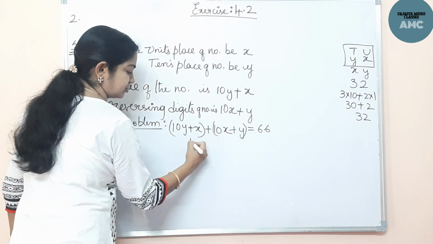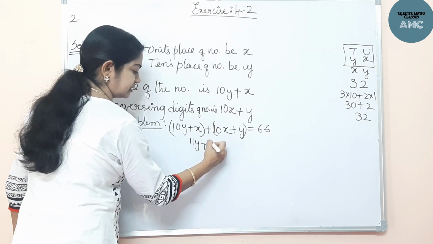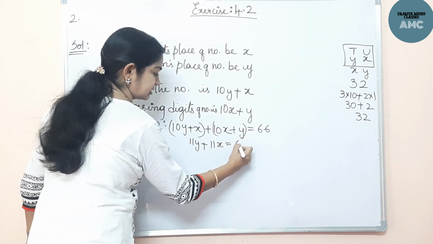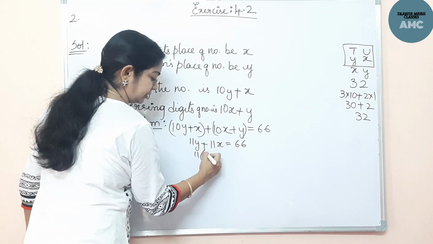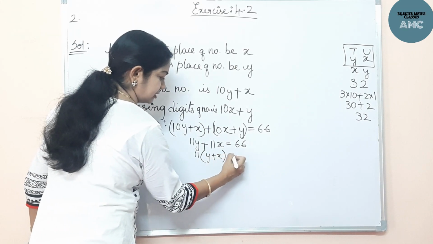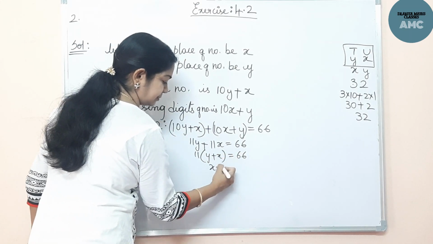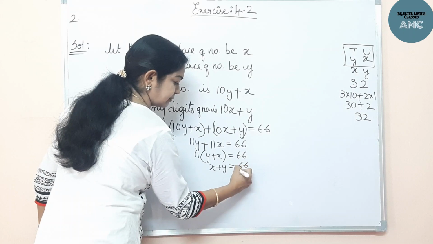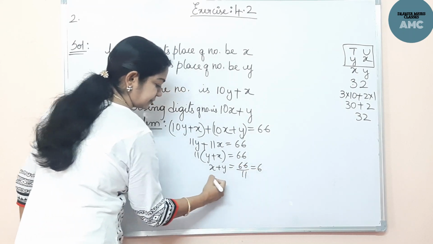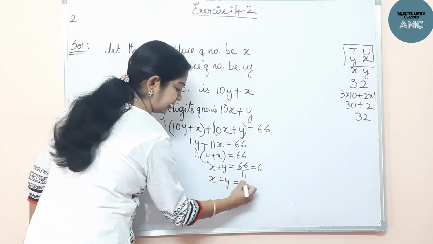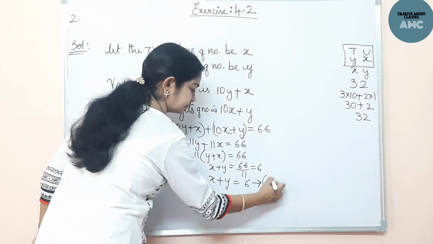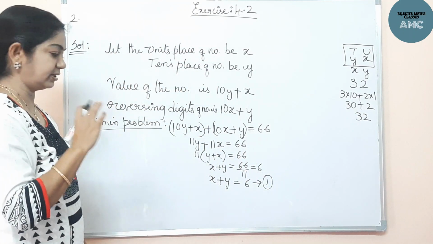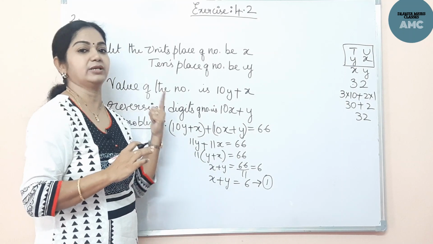10y plus y comes to 11y. 10x plus x is 11x. So 66. If you take 11 common, y plus x is equal to 66. So x plus y is 66 by 11, that comes to 6. So I've got one equation from the condition, from a pair of linear equations.